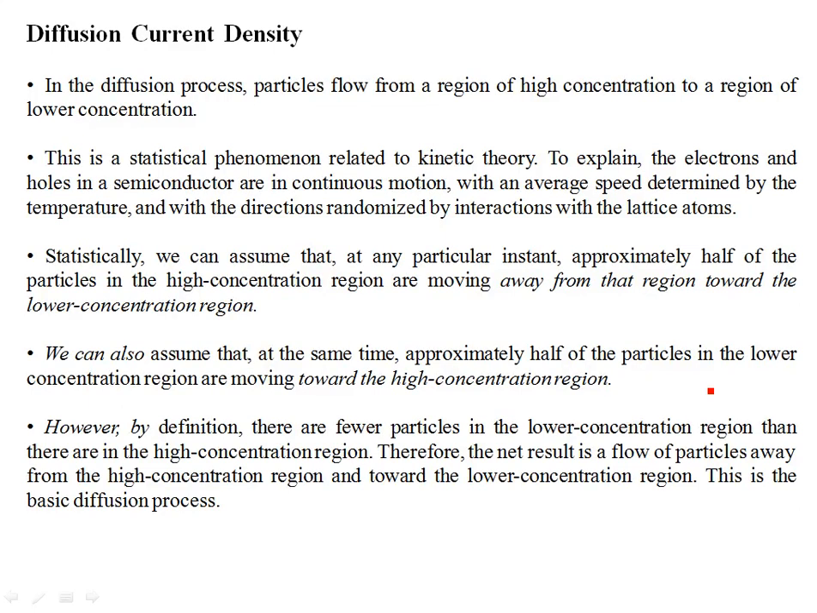Besides the drift current density, we have a diffusion current density. As we have mentioned earlier, this diffusion happens due to the concentration gradient. This is due to the flow of charges from a high concentration region to a low concentration region.